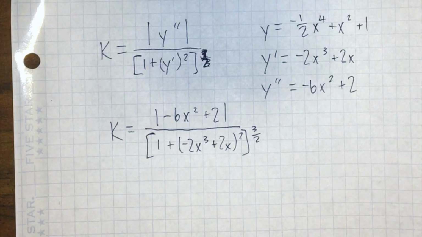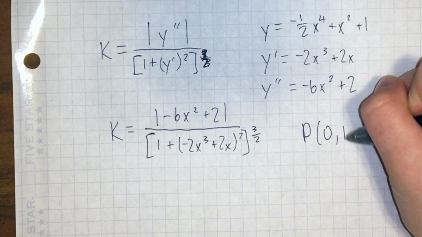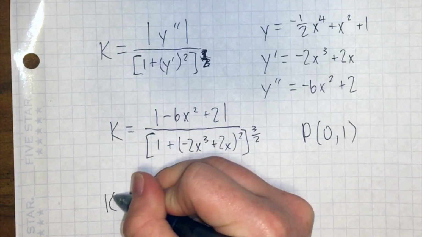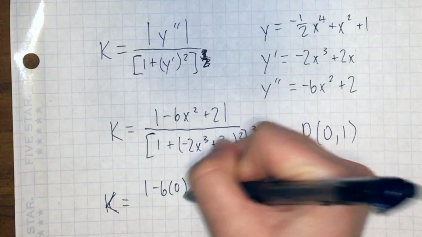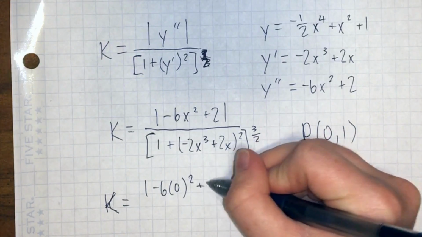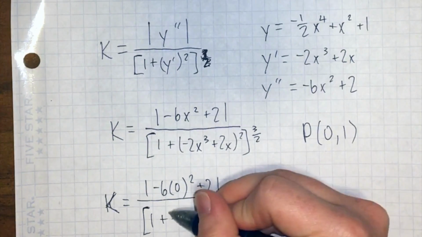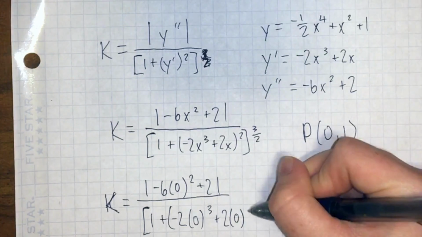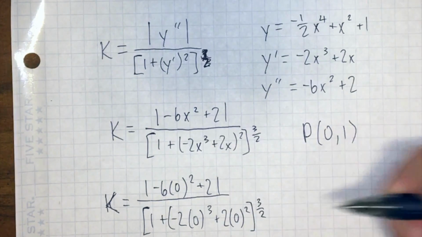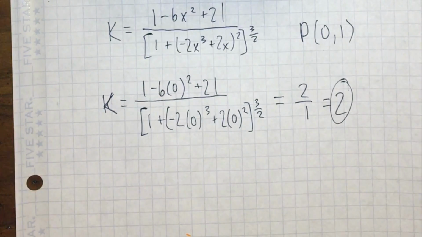So then all we're going to do is plug in the coordinates that we had for our point P, which was 0, 1, and we're going to get that the curvature is equal to the absolute value of -6 times 0 squared plus 2 over 1 plus (-2 times 0 cubed plus 2 times 0) squared to the 3/2 power, which will simplify to 2 over 1, which equals 2. So now we have that our curvature equals 2.